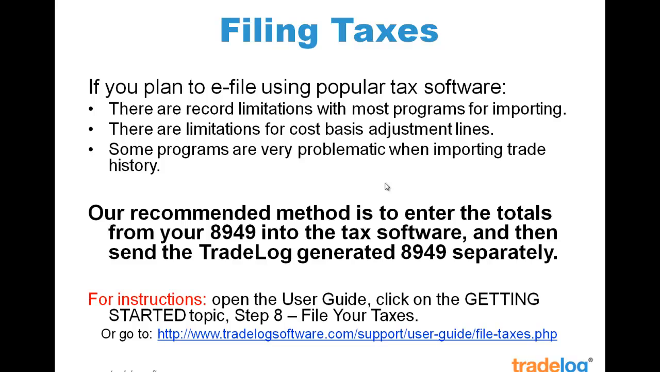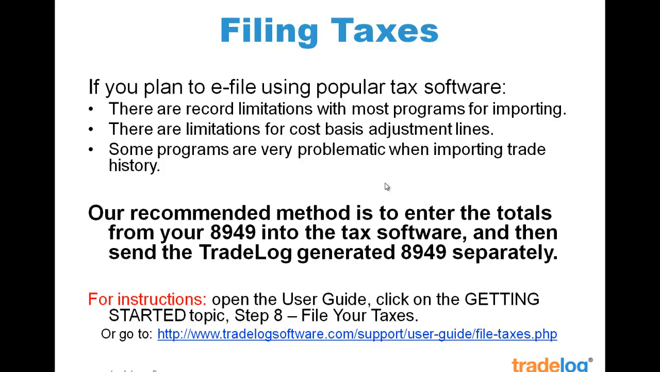Keep in mind, there are record limitations most of those programs have if you're trying to import trade history. Some of them are 2,000 records, some of them 2,000 to 3,000 records that they limit. What we're finding, though, is that even within those limitations, you may have 1,000 records and they have a 2,000 record limit. You may still find that you have problems after you import that. The other thing is there are limitations for cost basis adjustment lines.